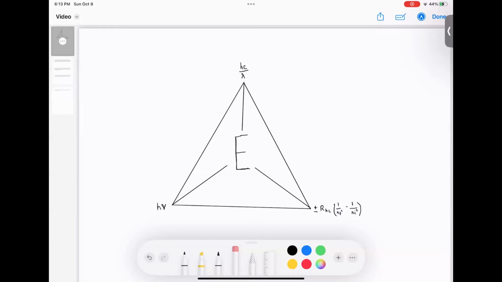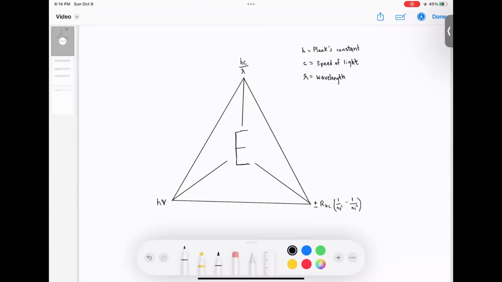If you remember from your chemistry classes, H means Planck's constant. We know that C stands for speed of light. And lambda stands for wavelength. Now, what are the units of these? That's a good question. Planck's constant is a specific constant with specific units.